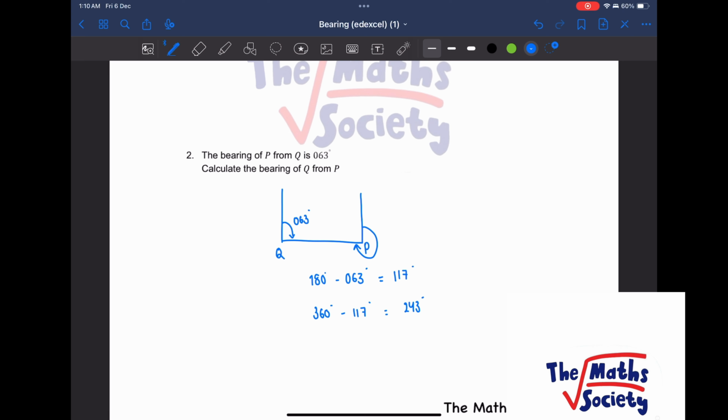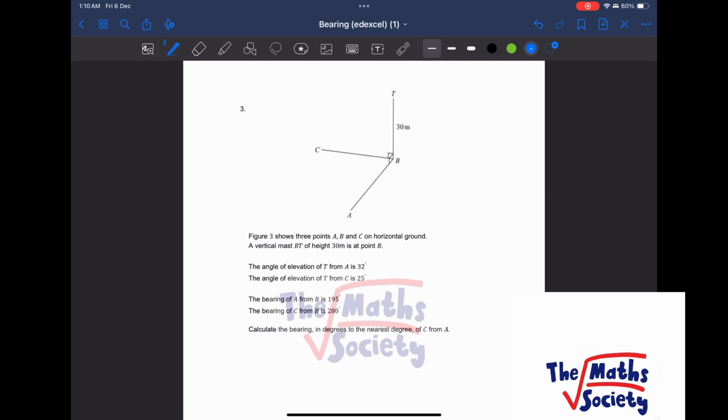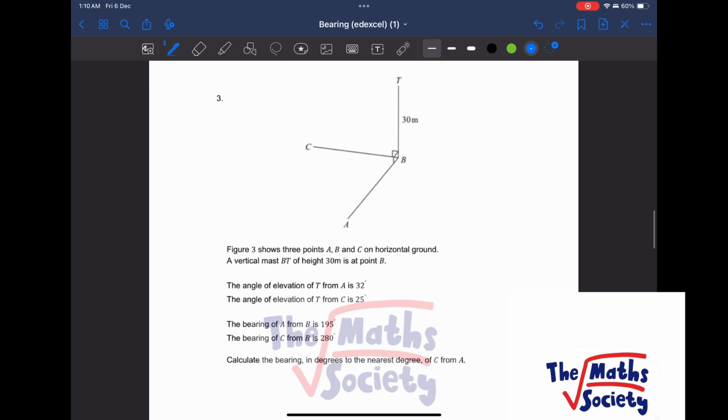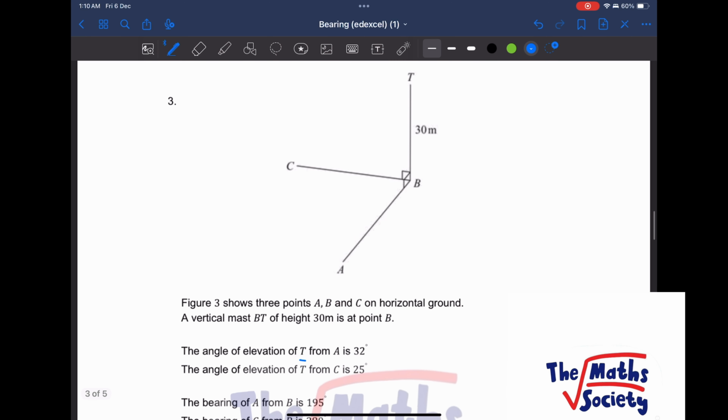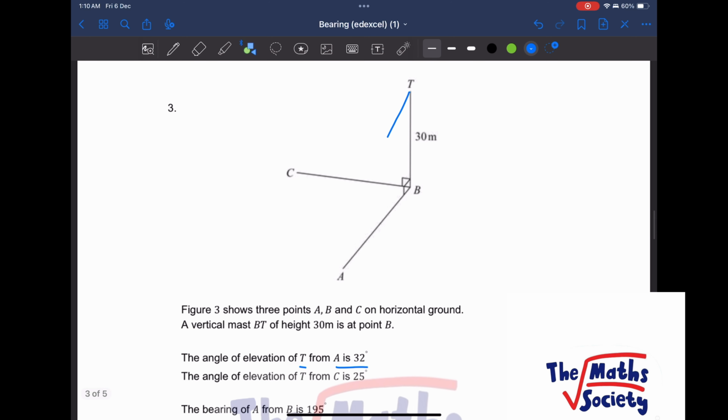Yeah, and now moving on to question 3. So question 3, it gives 3 points with the elevation of T from A. The elevation of T from A is 32. So let's try to join these first. And the elevation of T from C.